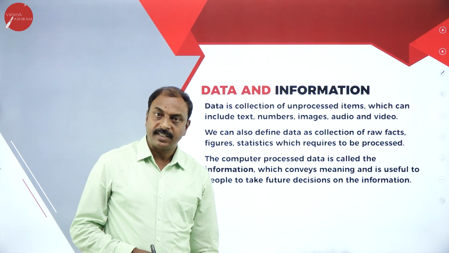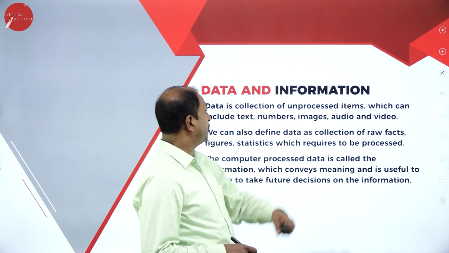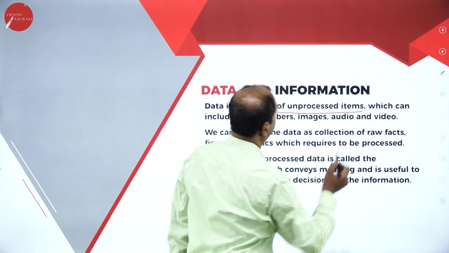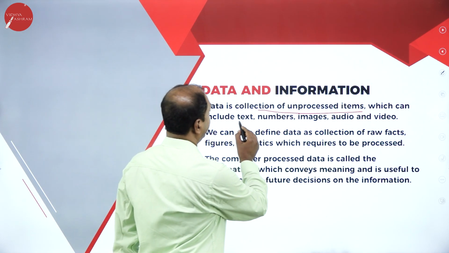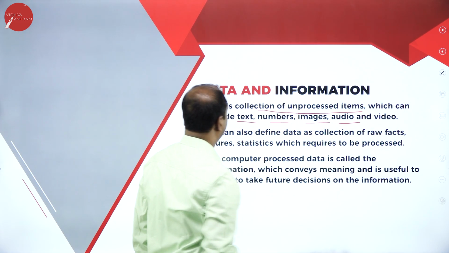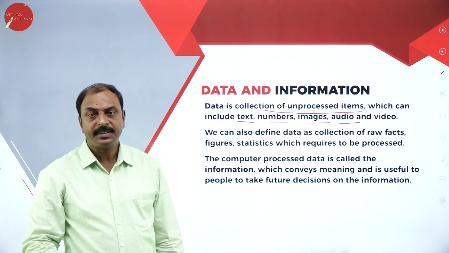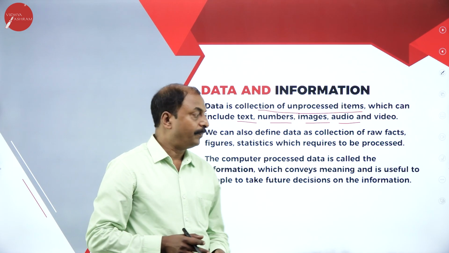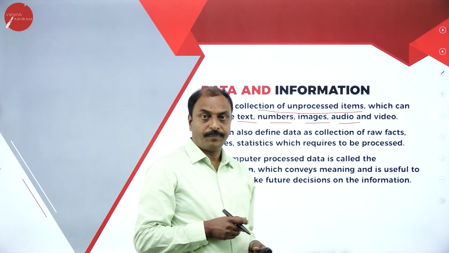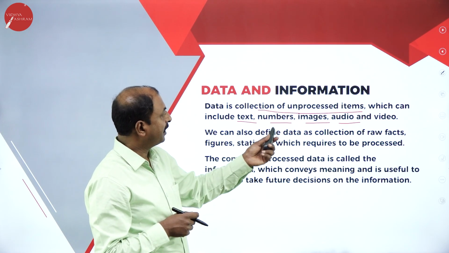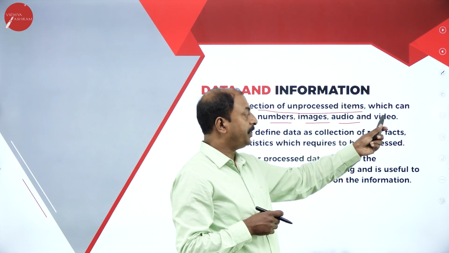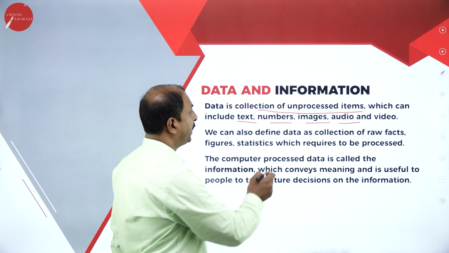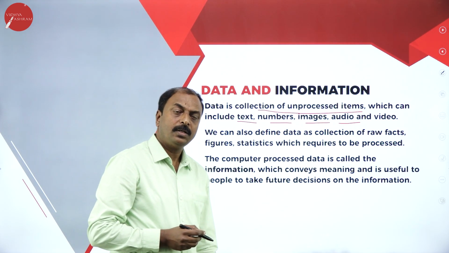Now let us move on to the next slide. This is data and information. What is data? Data is a collection of unprocessed items which can include text, numbers, images, audio and video. So what do you mean by data? Data is nothing but raw facts, or we can say before processing it is nothing but data. So we can have different types of data. Data can be text, numbers, images, audio and video. All these are examples of data. So before processing, unprocessed items are called data.